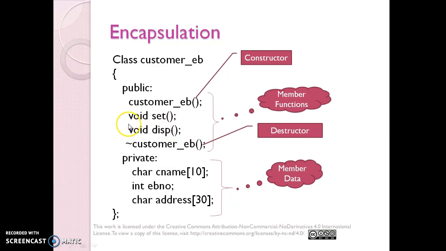And apart from that, you have two different functions, and they are used to set the value for these member data and to display the data from these member data. And here you can see there is again a member function which is having a tilde symbol in front of it with the same name as the class name, and that is called a destructor. A destructor is normally used to destroy an object. So this is how encapsulation lets you encapsulate your member data and the member functions inside a capsule called class.